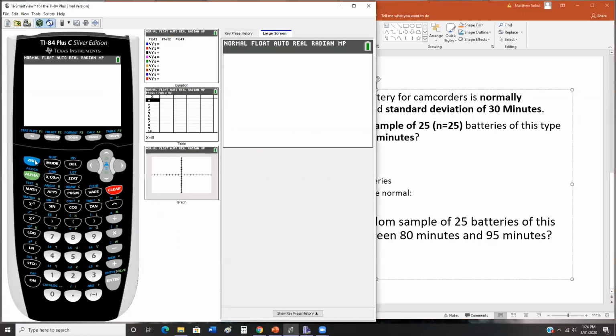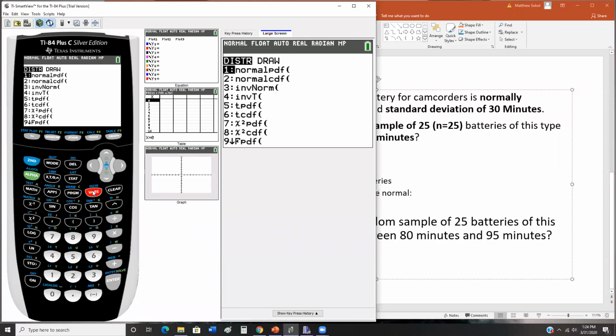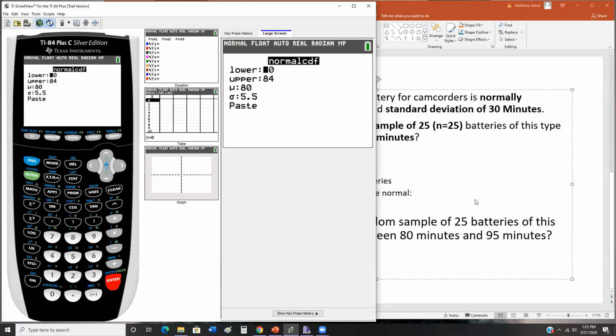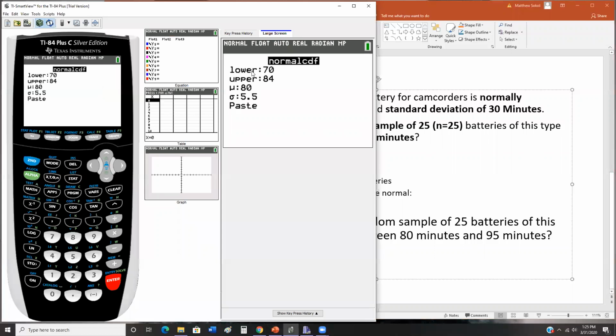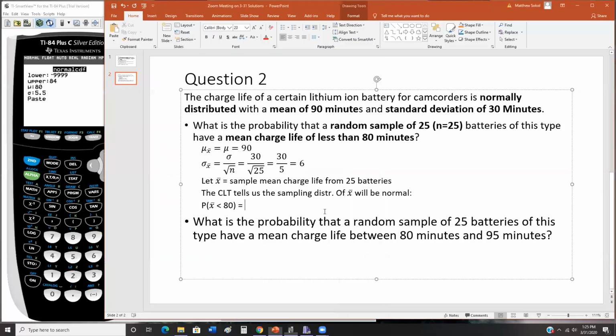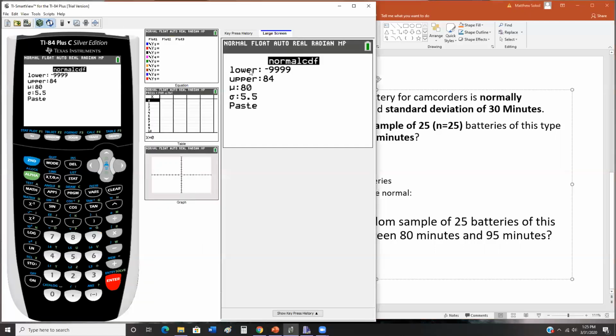So what option have we been using under distribution here? Normal CDF? Yeah, you're still going to use the normal CDF. Nothing changes about this. So go down to the normal CDF, hit enter. And if you look at the problem here, I want to be less than 80. So if you have a less than problem, the lower value you're going to put is something ridiculous like negative 99999. I want to go up to 80. So my upper here is going to be 80.